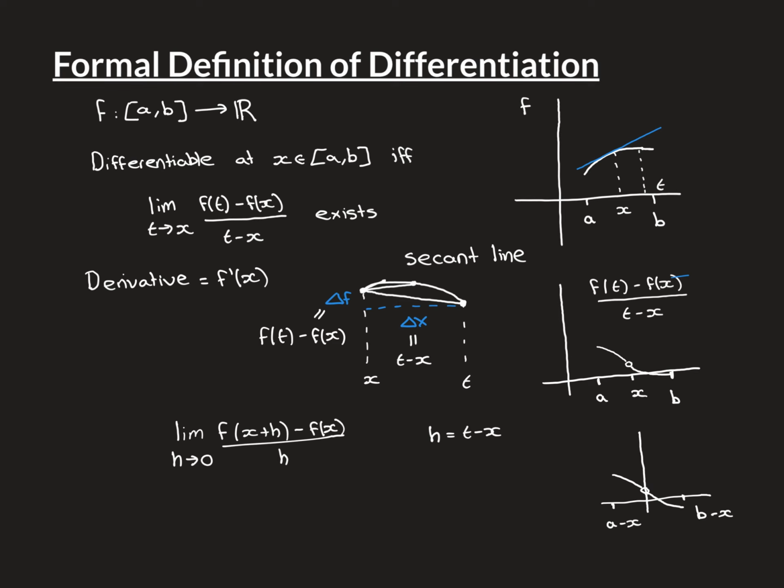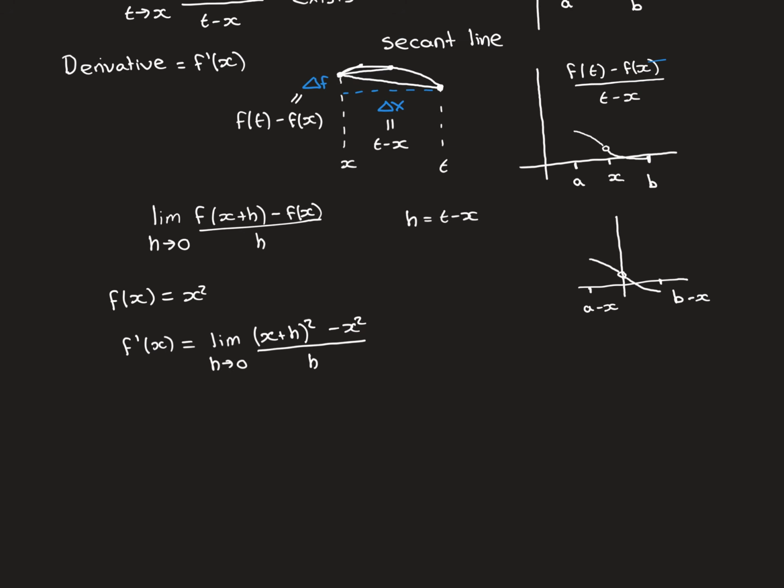So this function is effectively equivalent to this function. They do have different domains, but all you've done is slide this to the left a little bit. And the limit of this one as h approaches 0 is going to be the same as the limit of this one as t approaches x. This one is generally more helpful for actually computing derivatives of specific functions. However, the other initial definition is often more helpful for proving theorems in real analysis.